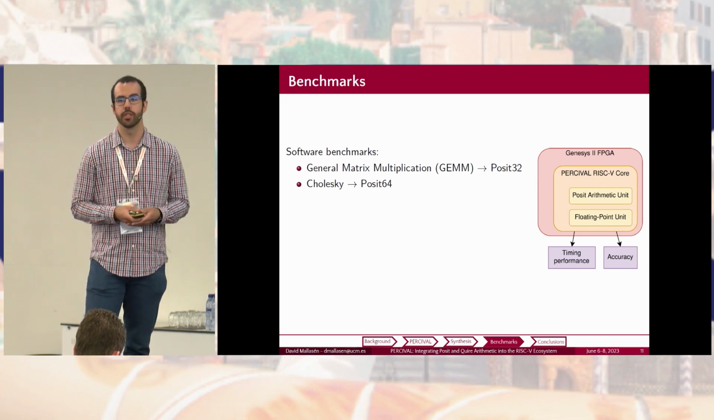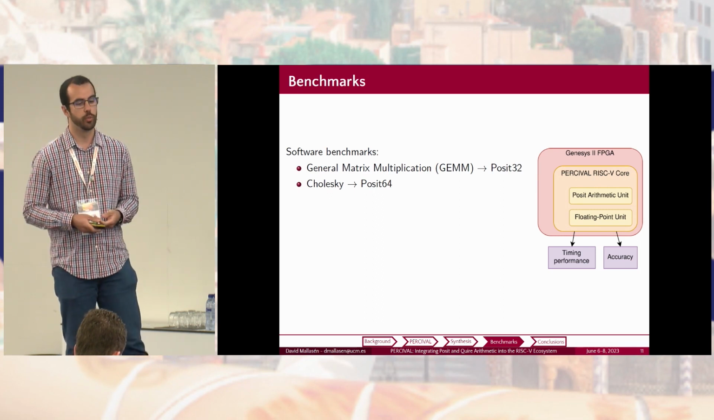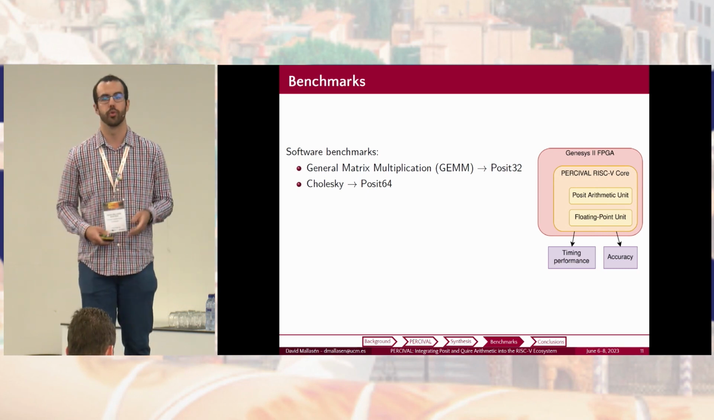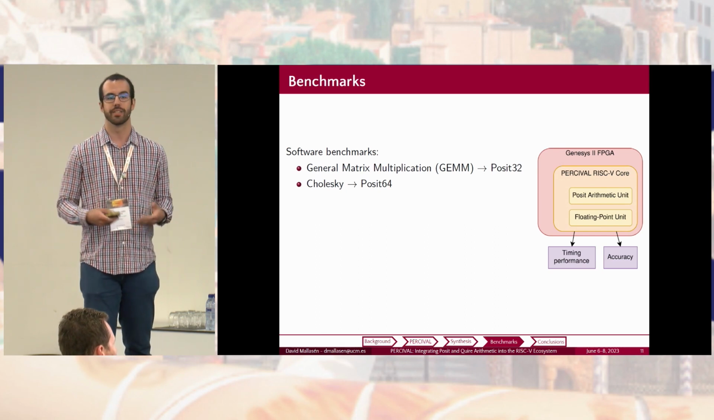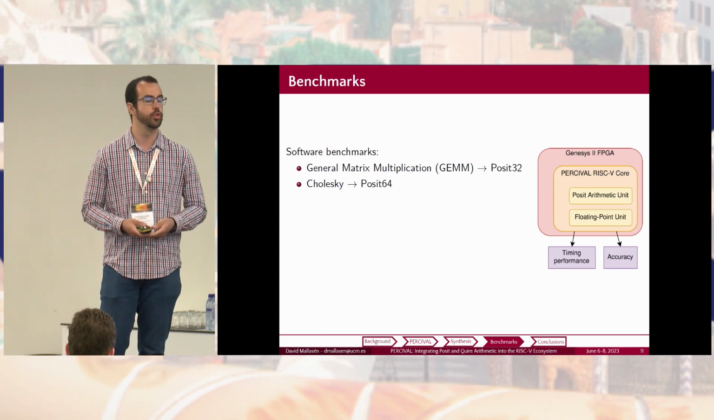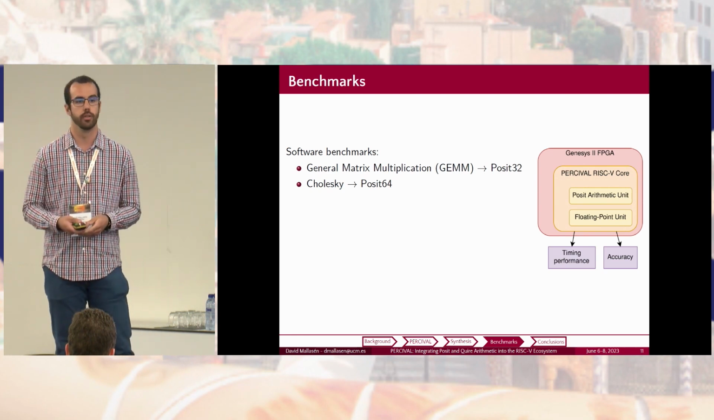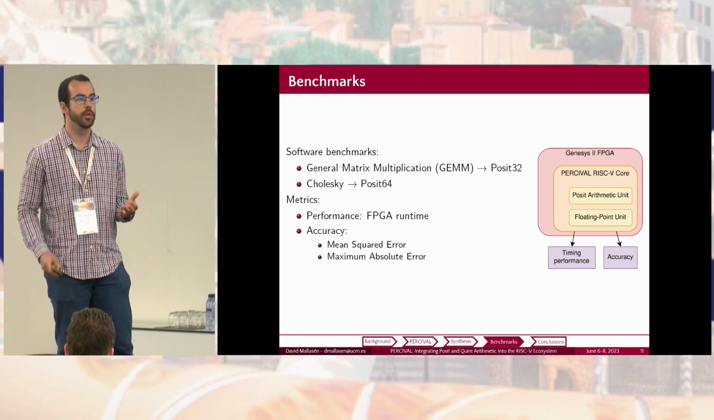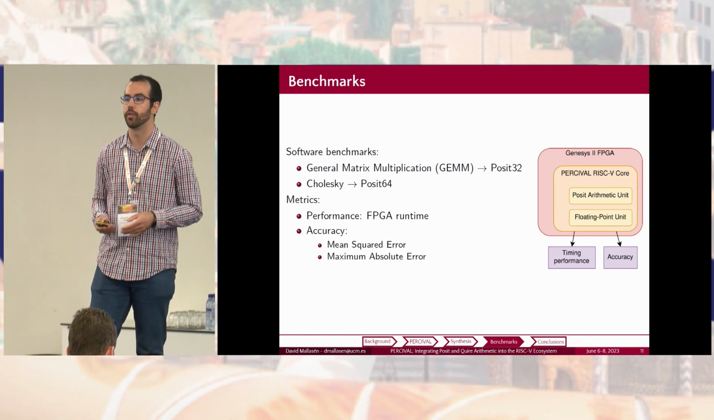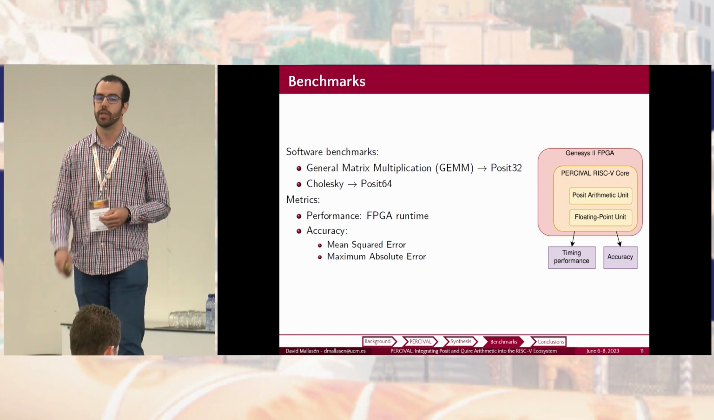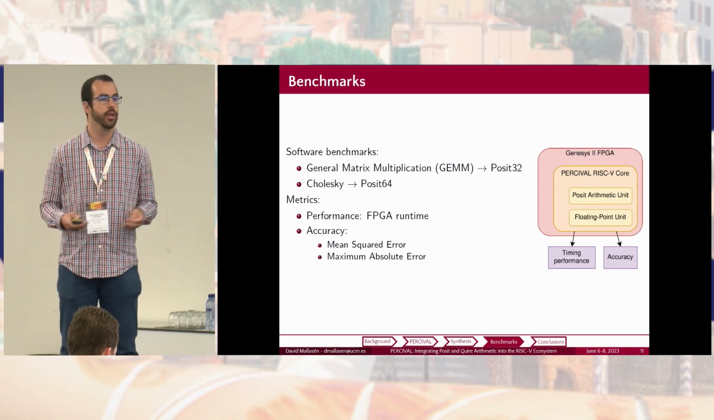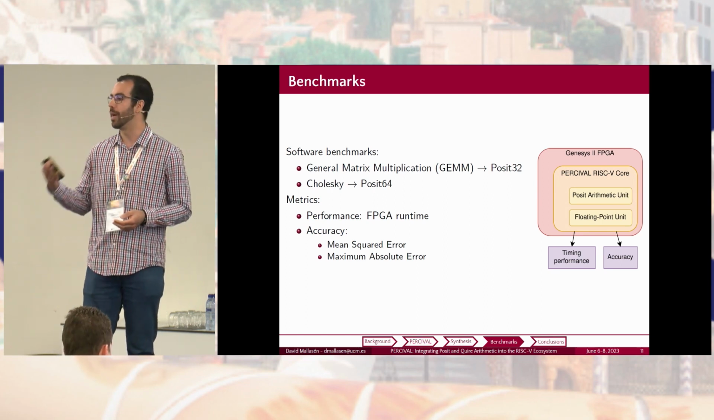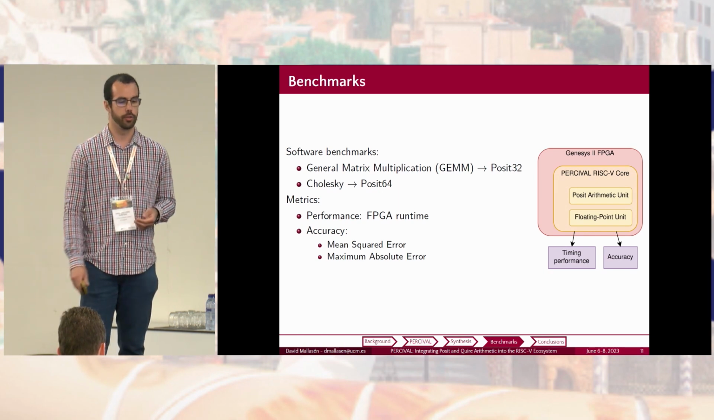So for software benchmarks, we decided to look at the general matrix multiplication operation with 32-bit POSITs, but also now we pre-printed a couple of weeks ago a 64-bit version of PERCIVAL, and I wanted to introduce also one of the benchmarks that we saw there, which was the Cholesky matrix decomposition. So with these benchmarks, we are looking at 2 different metrics to compare these arithmetics. One is the performance, measured as FPGA runtime, and the other one is the accuracy. And for this, we looked at both the mean squared error and also the maximum absolute error that we got.